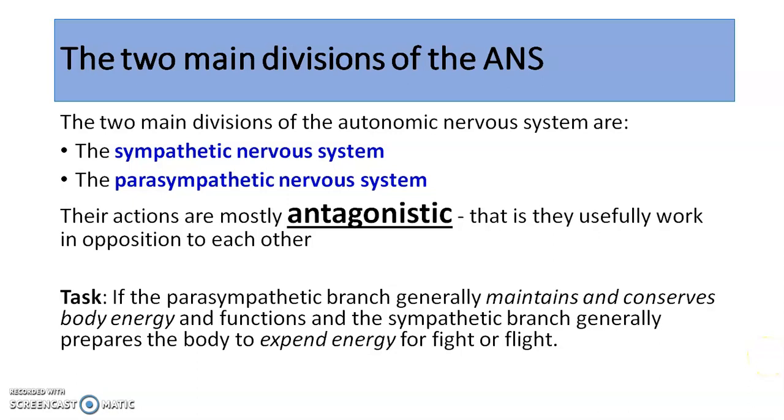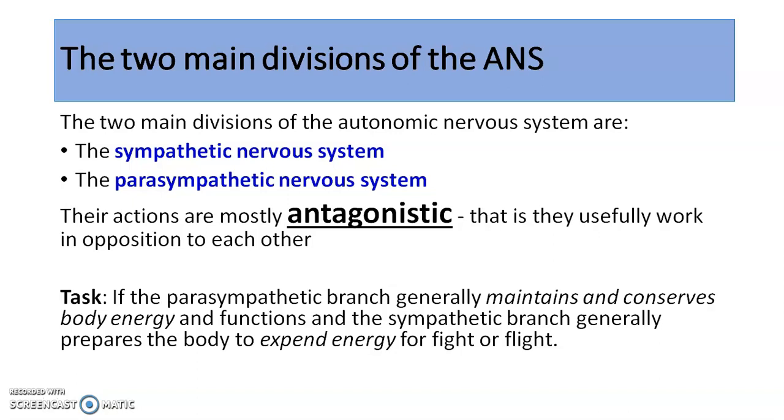So what I have in our OneDrive is a little worksheet for you to complete, and I want you to think about what you think the different nervous systems will do to different parts of our body. So what the parasympathetic division does is it generally maintains and conserves body energy. So it means that it makes sure that we're not using much energy. And so, for example, again, it will constrict our pupils, so that will mean that we're not using that energy for our body in order for it to be maintained.